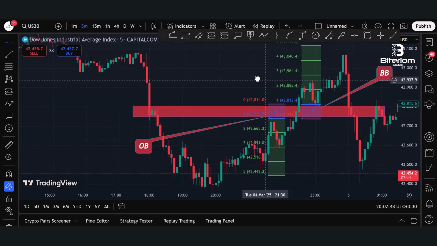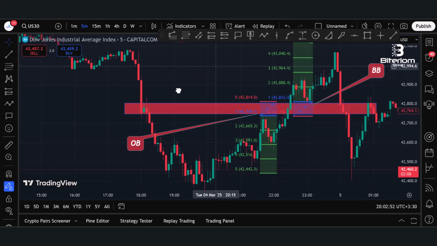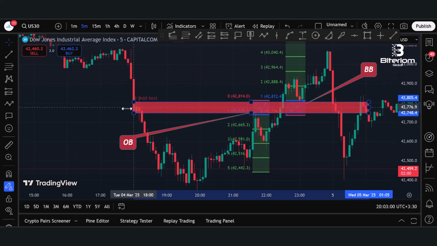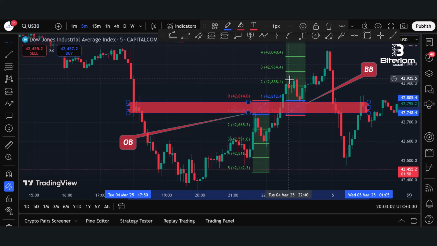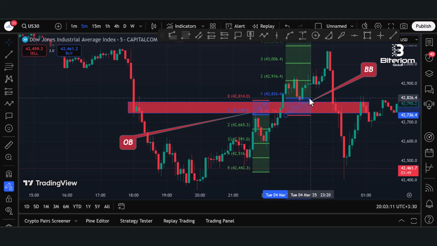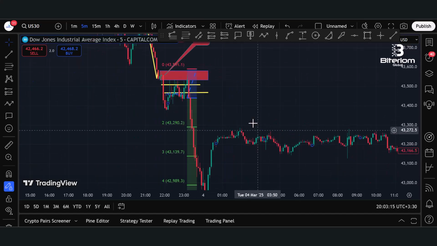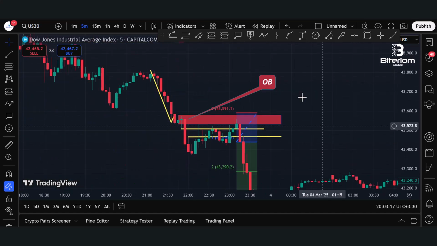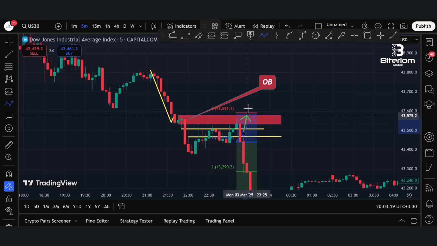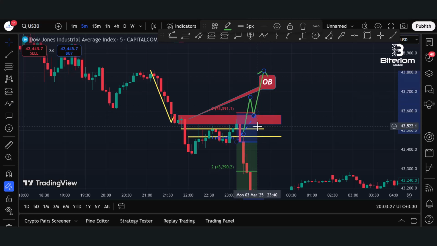Now, let's see what the breaker block is. Guys, after a break of any order block, we can wait for a pullback or price rejection on the zone, which makes a breaker block, and we can open our long position on this breaker block. For example, on this area, if price breaks this zone, after the pullback on the zone, we can open our long position and put our stop behind the zone.